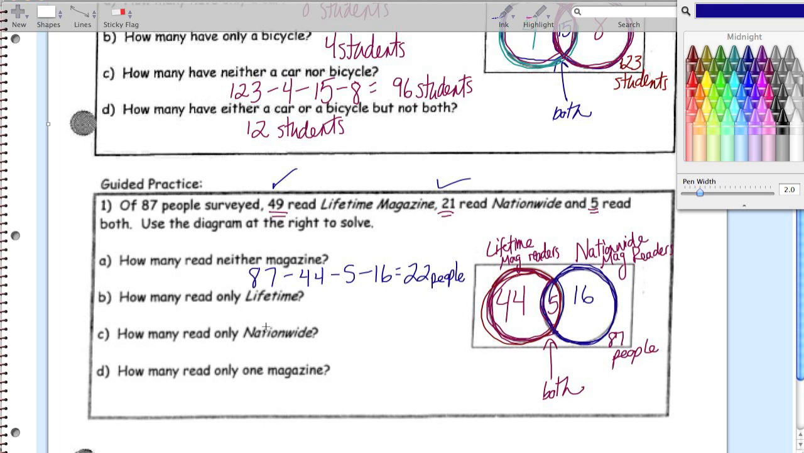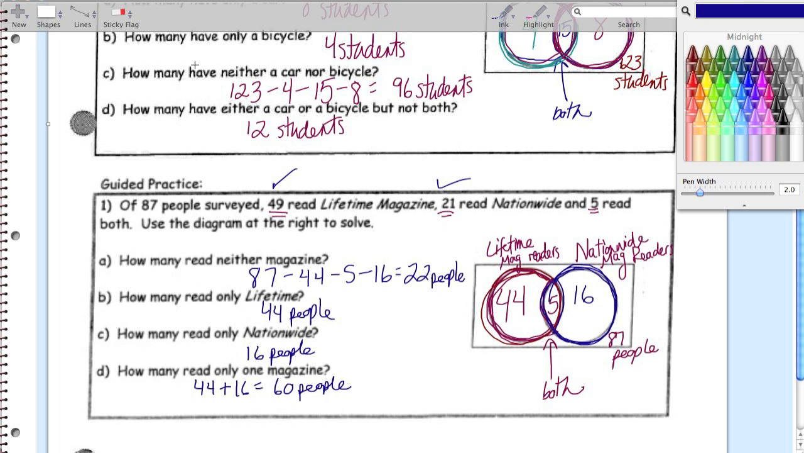In letter B, how many read only Lifetime? 44 people, based on just this piece of the puzzle. How many read only Nationwide? There's 16 reading only Nationwide, so 16 people read only that portion. And lastly, how many read only one magazine? So this portion reads only Lifetime, this portion reads only Nationwide, so 44 plus 16 is going to give us 60 people.